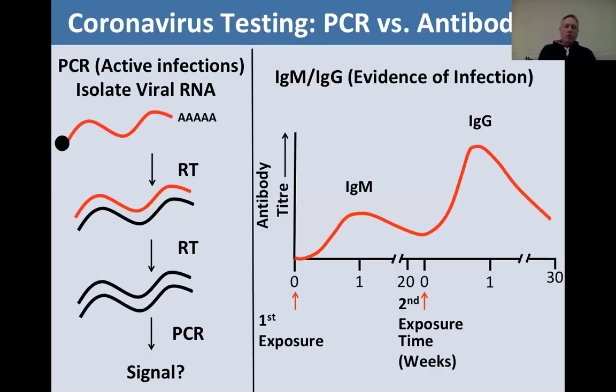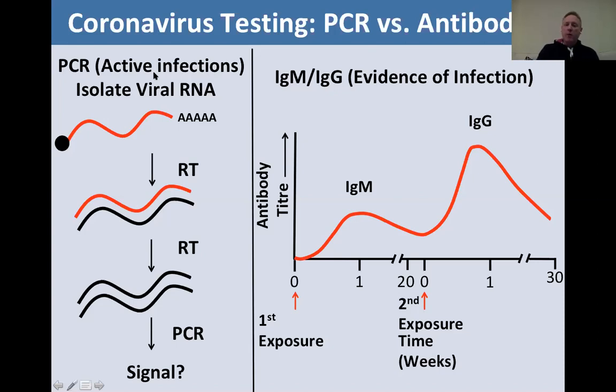And so we've talked a lot about coronavirus testing. You hear it on the news all the time. You hear the PCR test, you hear the antibody test. So what does that really mean? So let's think about what we know about coronaviruses and apply it to what people talk about in the news about tests. So the PCR test is for active infections.